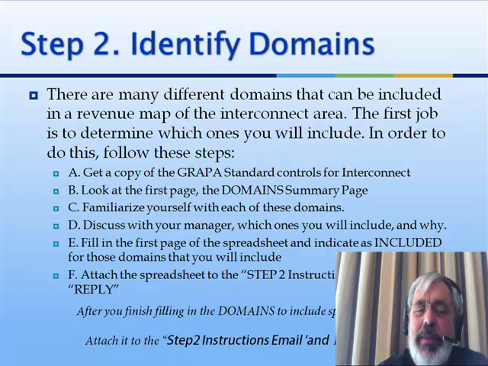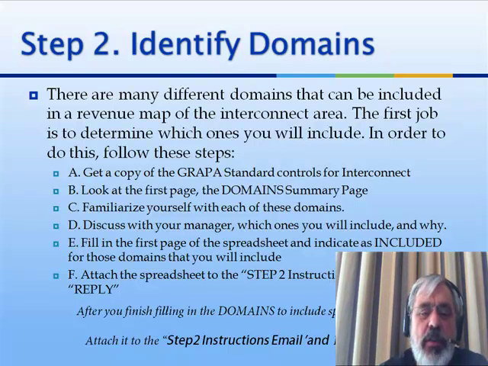The next step is to identify your domains. So what you need to do is download the copy of the Interconnect control spreadsheet. A copy of it will be emailed to you with the Step 2 instructions. There are many different domains that can be included in your revenue map. You've got to determine which ones are going to be included. So when you get a copy of the standard controls sheet, take a look at the first page and look at the domain summary page.